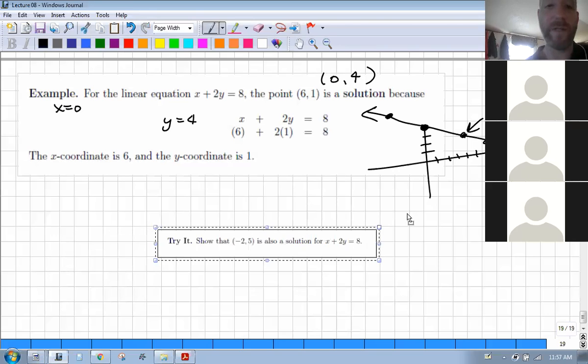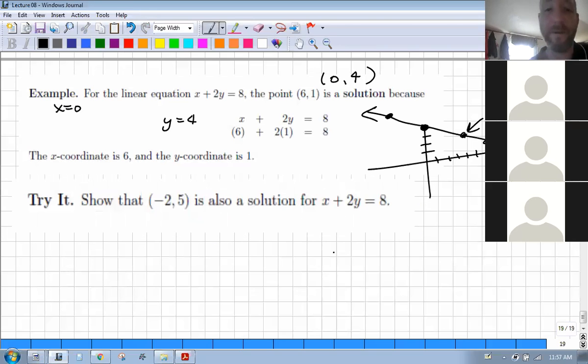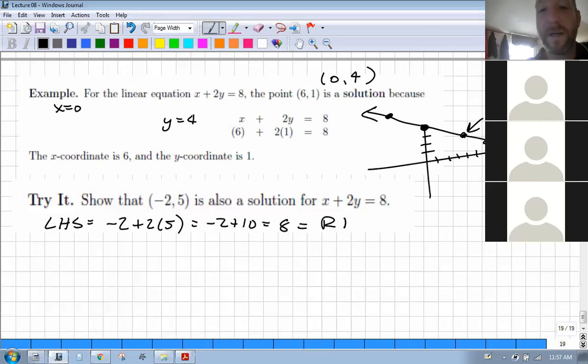Show that (-2, 5) is also a solution for the same equation. Well, the left-hand side, I'll put in a -2 for x and a 5 for y. I got -2 plus 10, which is 8, which is equal to the right-hand side. So (-2, 5) is a solution. So I went back 1, 2, and up 1, 2, 3, 4, 5. Right there. That's that point. It's on that line.